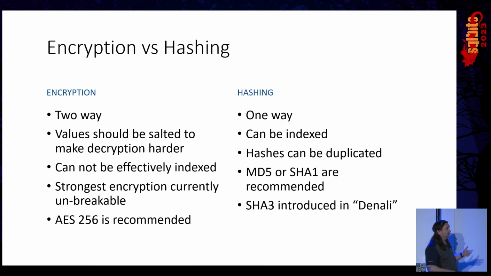So, like I said, encryption is going to be a two-way process. We can send the data in, we can pull the data back out. The values should be what we call salted to make the decryption of the value harder. So what I mean by that is when we put a value into an encryption algorithm, there's a second value we're going to put in as well, and that's going to be the salt. The salting value is going to be effectively a static value, either for the entire application or just for that user, so that we can always make sure that the data that's being encrypted is always being encrypted differently every single time.